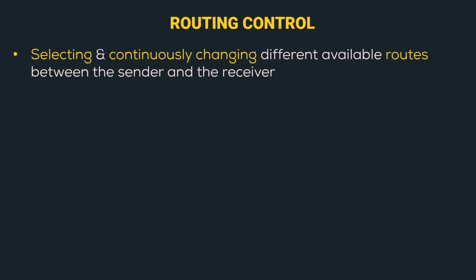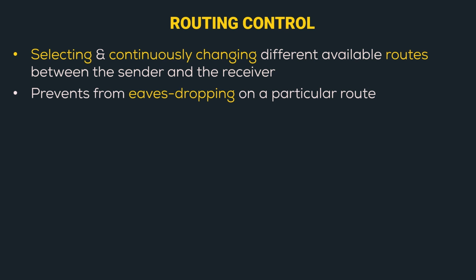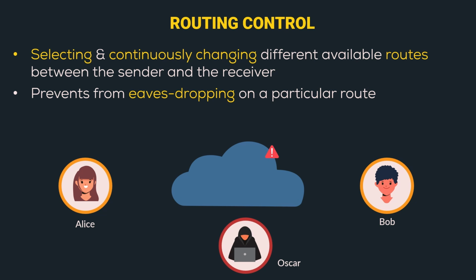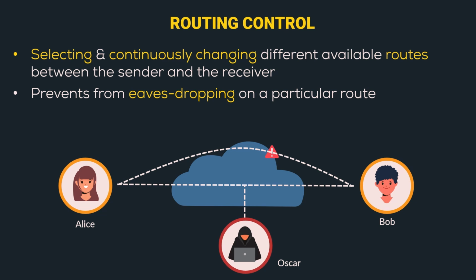The next is routing control. In routing control, we select and continuously change different available routes between the sender and the receiver. It prevents eavesdropping on a particular route. Let's bring back the Alice, Bob, Oscar example to understand this better. Here Alice establishes a connection with Bob. However, Oscar also joins the connection and whenever Alice sends a message to Bob, Oscar also gets a copy of it. To avoid eavesdropping, Alice uses the routing control security mechanism and establishes new routes with Bob. Since Oscar is not eavesdropping on that route, messages sent by Alice are only received by Bob, thus preserving the confidentiality security goal.